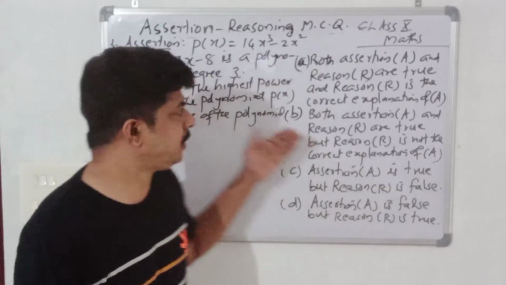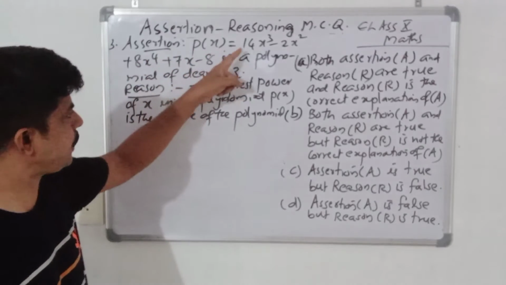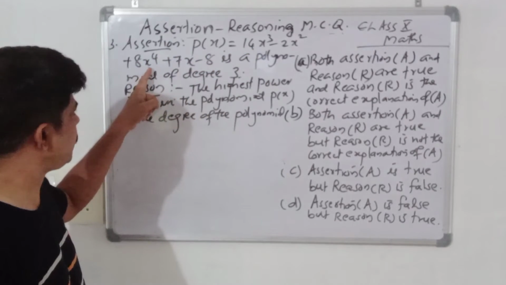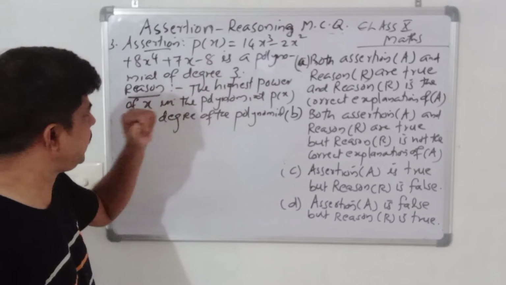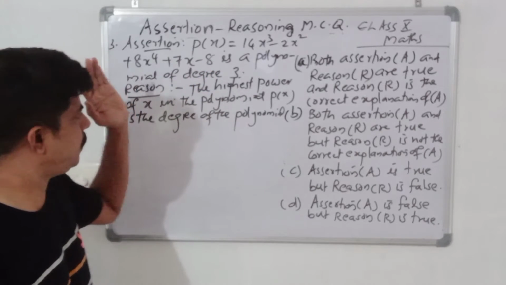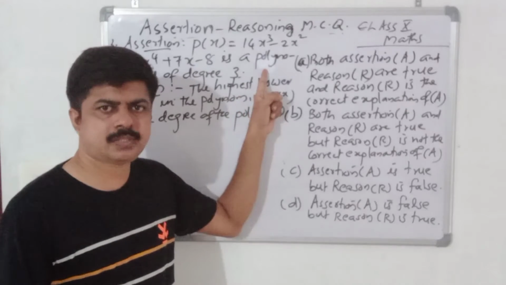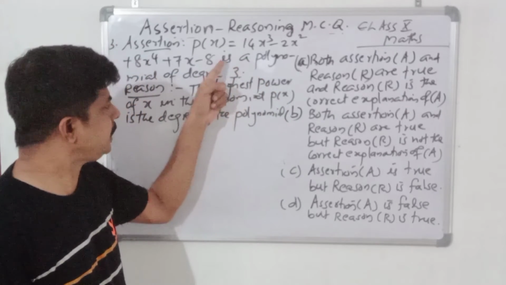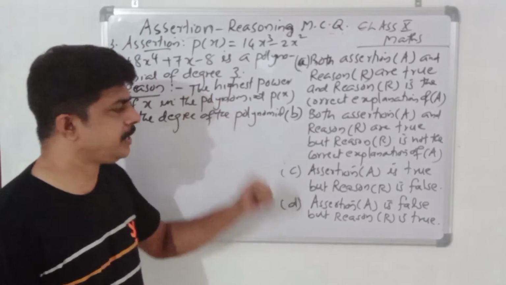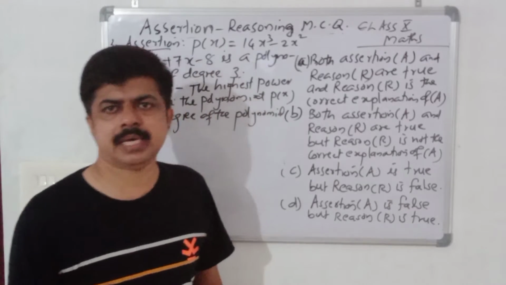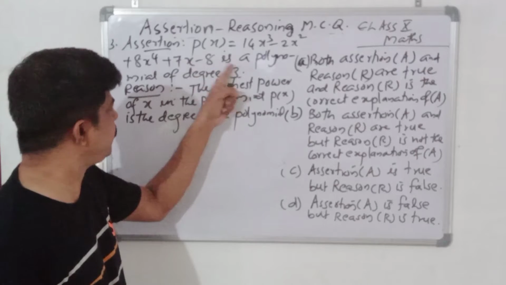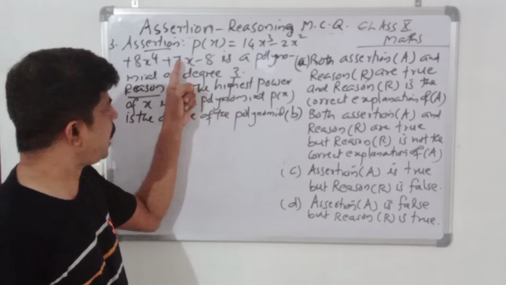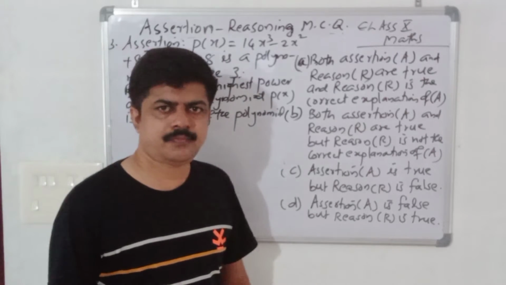Okay, next one. We have assertion: p of x equal to 14x minus 2x square plus 8x raised to 4 plus 7x minus 8 is a polynomial of degree 3. Is this statement true? I think this statement is false. We know the degree of the polynomial is the highest power of the variable. We have the highest power of the variable is 4. Therefore, degree of this polynomial is 4.